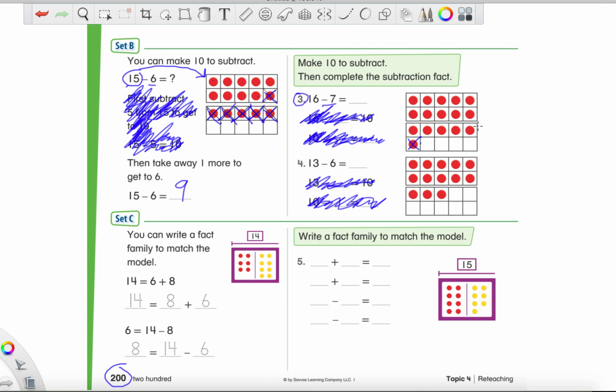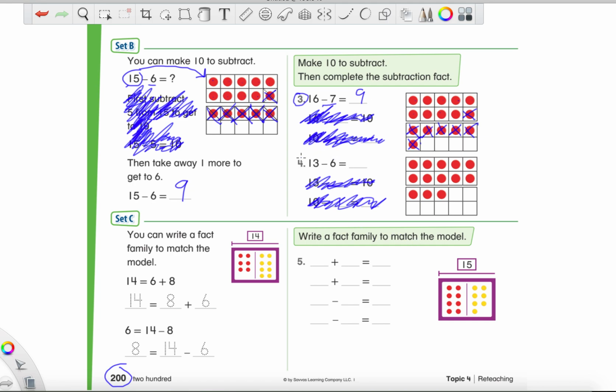So 1, 2, 3, 4, 5, 6, and 7. So I counted up 7, and I see that I crossed out 7 circles. Now I just count to see how many are left. 1, 2, 3, 4, 5, 6, 7, 8, 9. I have 9 again. That's it.